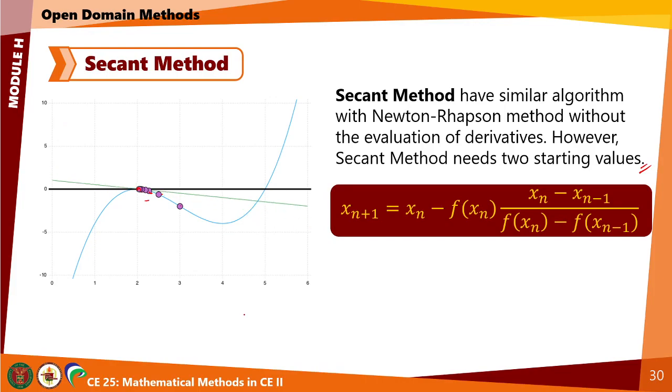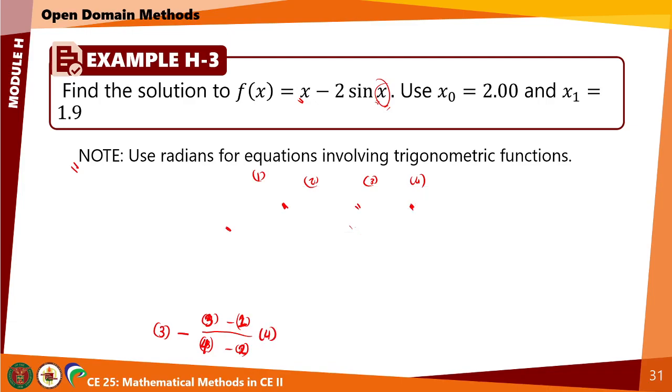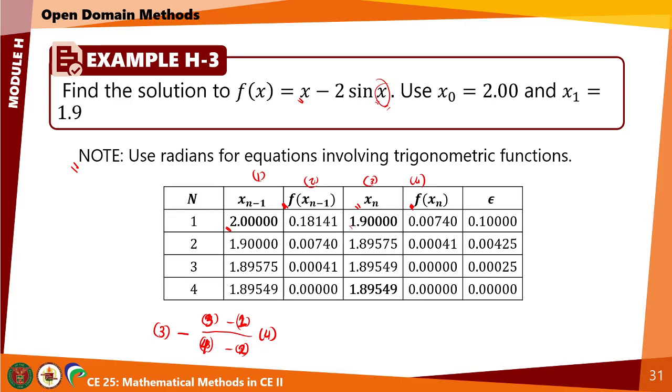Ayun. Ay, baliktad pala, sorry. So, kulang pa pala ako. So, ang tama ay 3 minus 1 over 4 minus 2 times f of x, which is 4. Ayan. So, tama na. Okay?